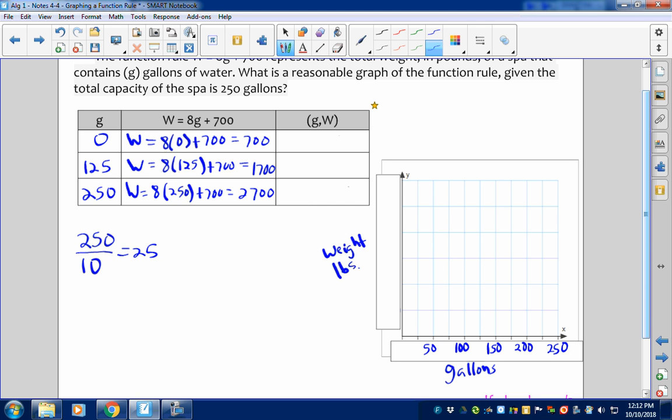And the weight in pounds, to think about this a little bit more. Looks like we have 1, 2, 3, 4, 5, 6 spaces. If I take 2,700, which is the upper capacity, and divide it by 6, I get 450. So I could go up by 450s. So 450, 900, 1350, 1800, 2250, and 2,700 up here.